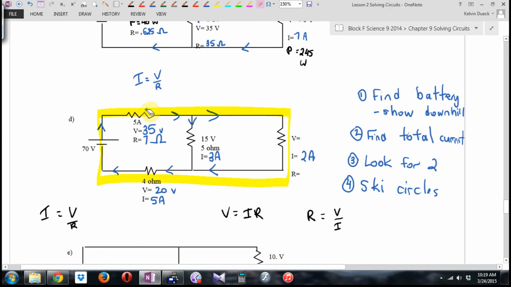35. Leaving how much? Start out with 70. I lose 35. We have 35 left. You can use your calculator. Do I know how high this hill is? Nope. How high is this hill? 20 volts. And we got to the bottom. Yeah, we got that part.